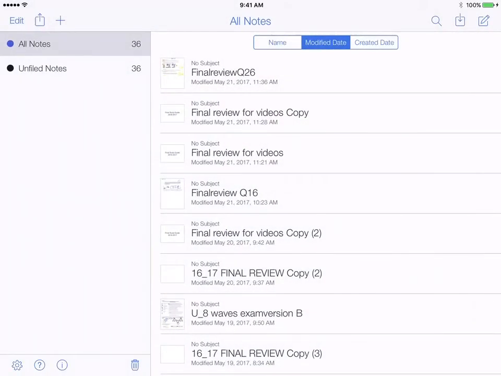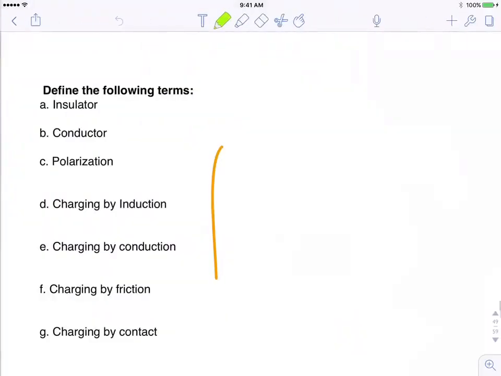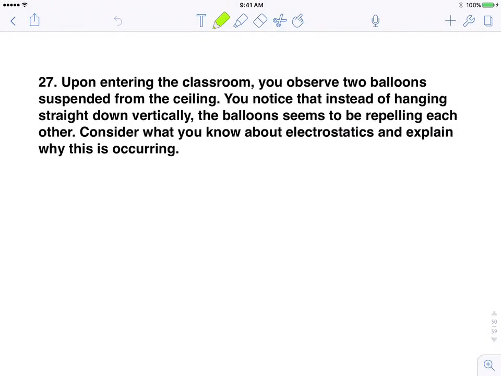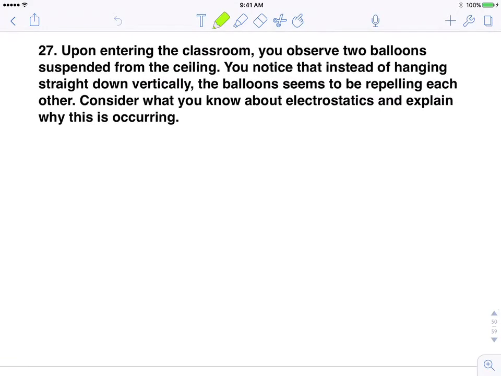All right, let me go over now the other problems. So here we are on number 27. Upon entering the classroom, you observe 2 balloons suspended from the ceiling. So you kind of have this right here's your ceiling, and you have 2 balloons.